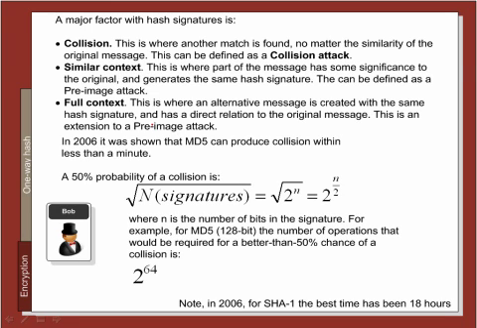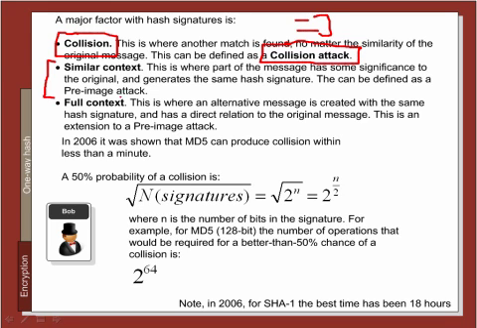With hash signatures, obviously there is a finite number of signatures, so what can happen is a collision, and a collision is where a different message creates the same hash signature. And it might be possible to have what's called a collision attack, where an intruder creates another message with the same hash signature.